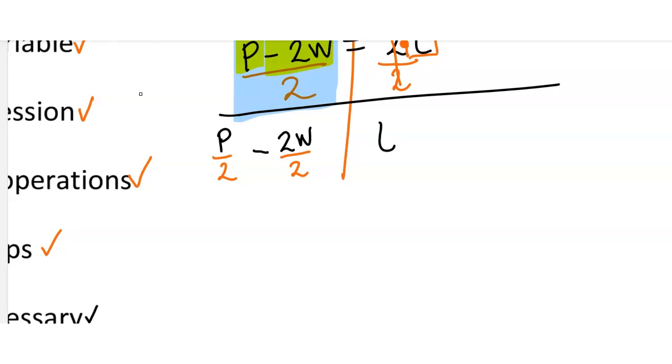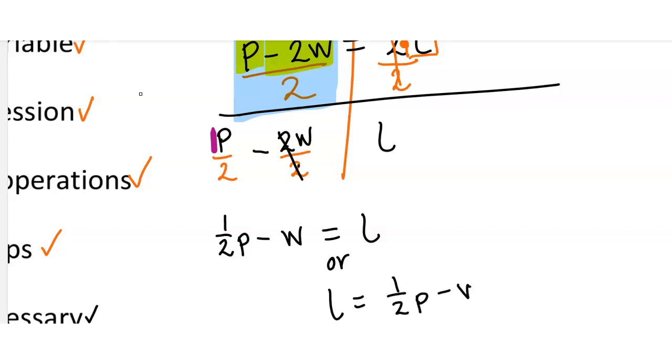If there's no number in front of the variable, we know that it is an understood 1, so we're going to write it as 1/2 P minus, and 2 divided by 2 is 1, so we get W, and that's equal to L. Now you can write it that way, or we can start with L is equal to 1/2 P minus W.